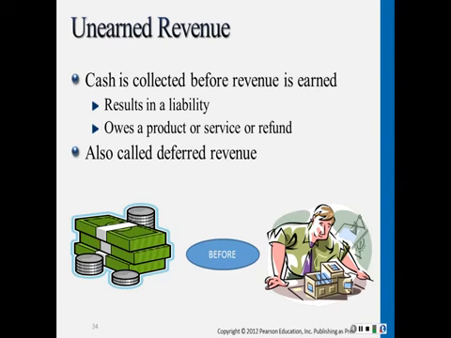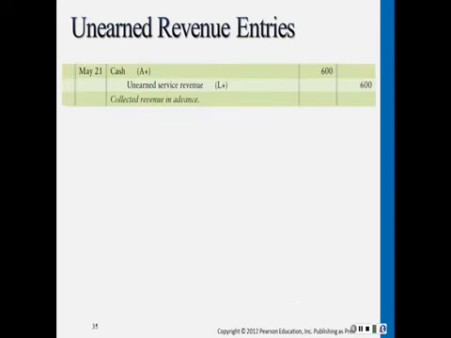Some businesses collect cash from customers in advance of performing work. Then the company owes a product or a service to the customer, or it owes the customer his or her money back. Only after completing the job will the business earn the revenue. Because of this delay, unearned revenue is also called deferred revenue. Unearned revenue is a liability account.